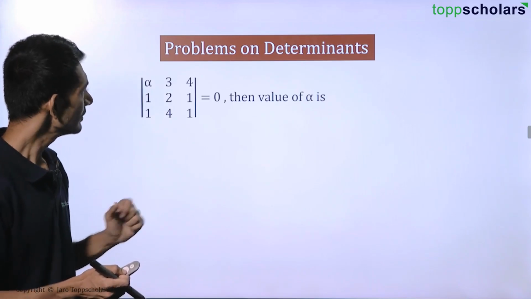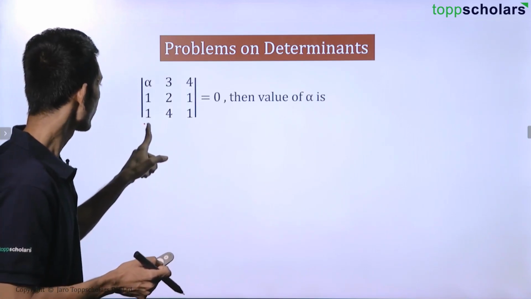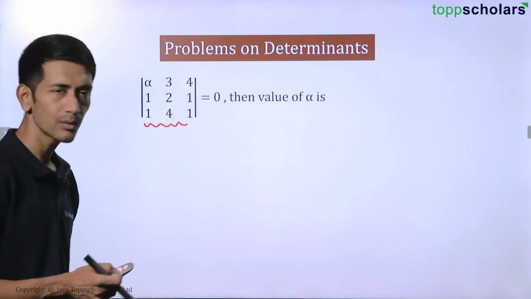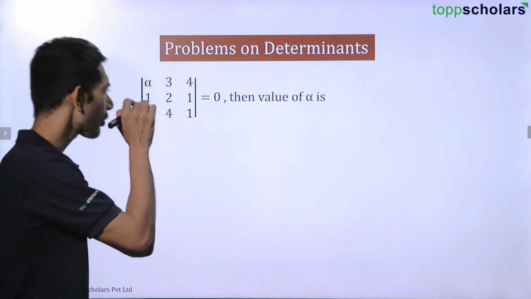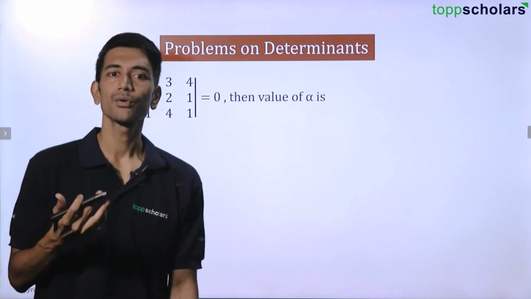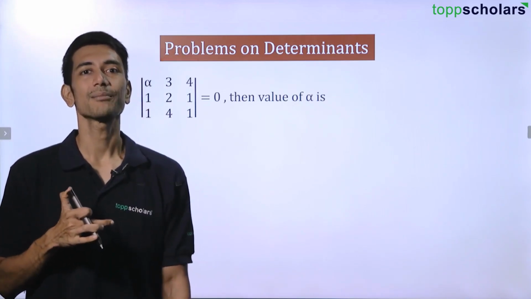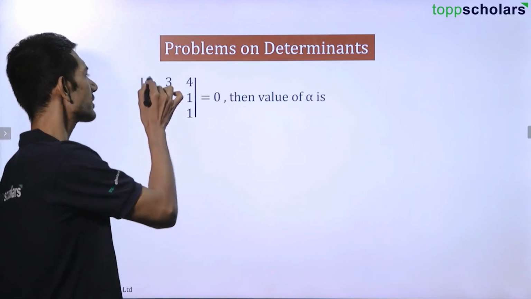Now here is the question. The question says, the determinant of this is 0. Find the value of alpha. Now how do we do that? The procedure remains the same. You need to know how do we find out the determinant of a 3 by 3 matrix. So firstly, we are going to start with alpha.